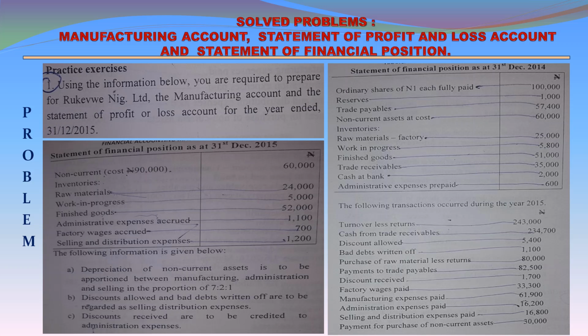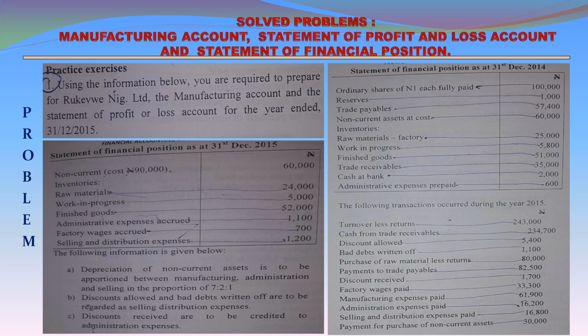Statement of financial position as at 31st December 2014. Ordinary shares of N1 each fully paid 100,000. Reserves 1,000. Trade payable 57,400. Non-current asset at cost 60,000. Inventories, raw materials factory 25,000. Work in progress 5,800. Finished goods 51,000. Trade receivable 35,000. Cash at bank 2,000.